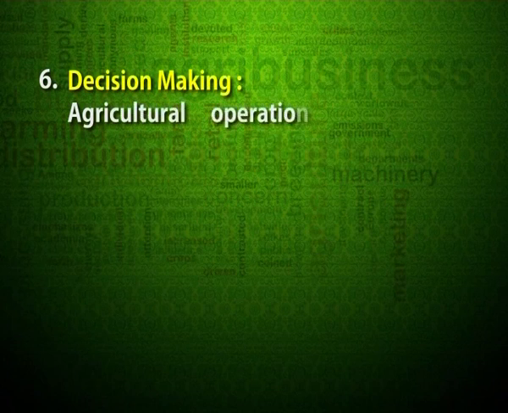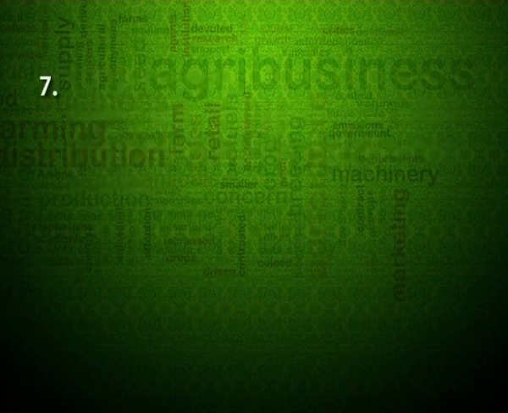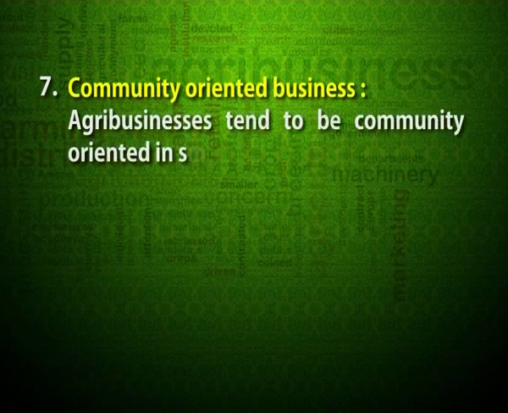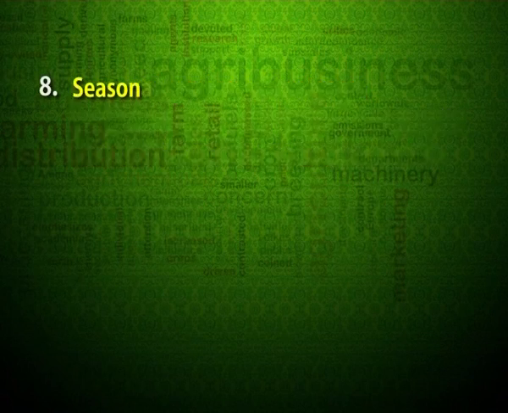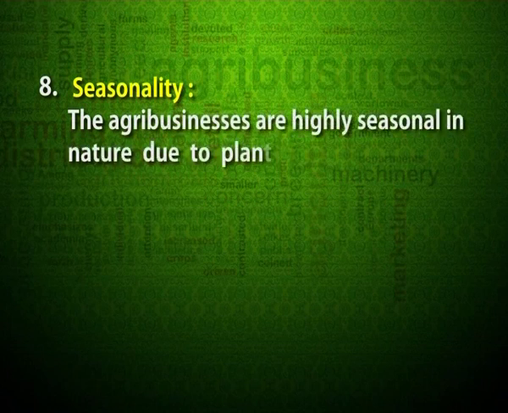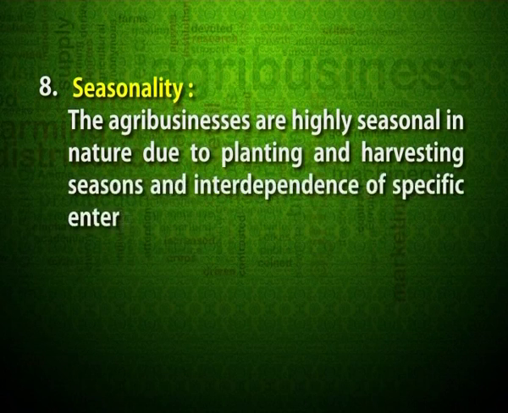Number 6, decision making. Agricultural operations are managed mainly by husbands and wives. Number 7, community-oriented business. Agribusinesses tend to be community-oriented in small towns and rural areas. Number 8, seasonality. Agribusinesses are highly seasonal in nature due to planting and harvesting seasons and interdependence of specific enterprises.